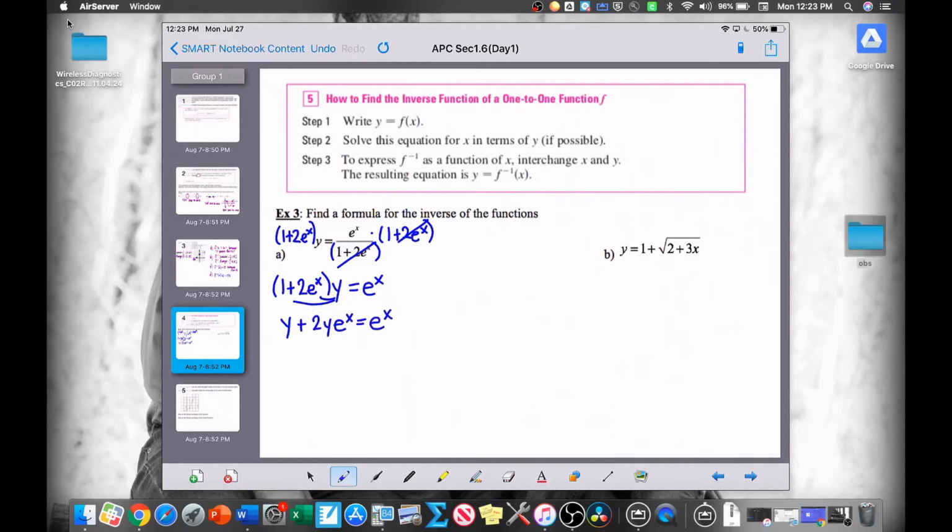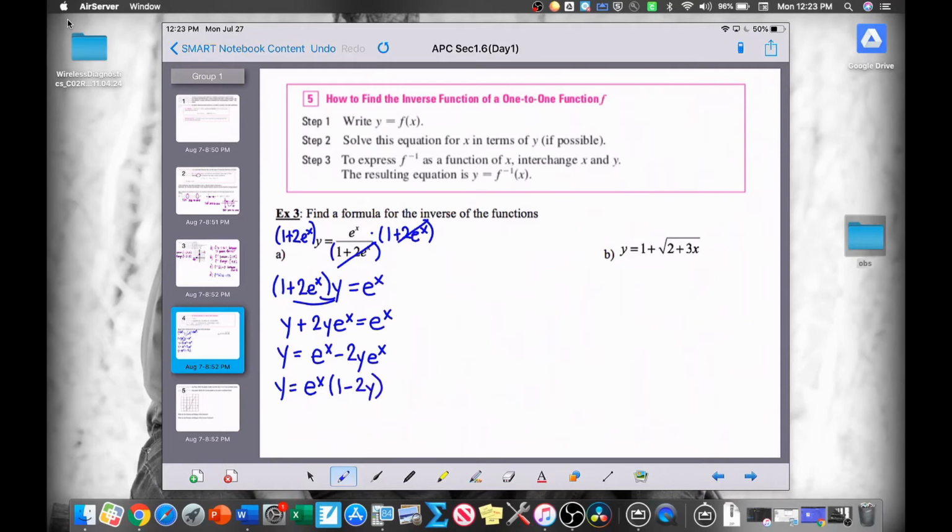And then I am going to move the terms that have e to the x, because that's where my variable is, it's the x. I'm going to move both of those terms to the right side of the equal sign. So I'm just going to leave the y here, and I'm going to write this as e to the x minus 2y e to the x. I'm getting closer. Now I'm going to factor out that e to the x. So y equals e to the x times 1 minus 2y.